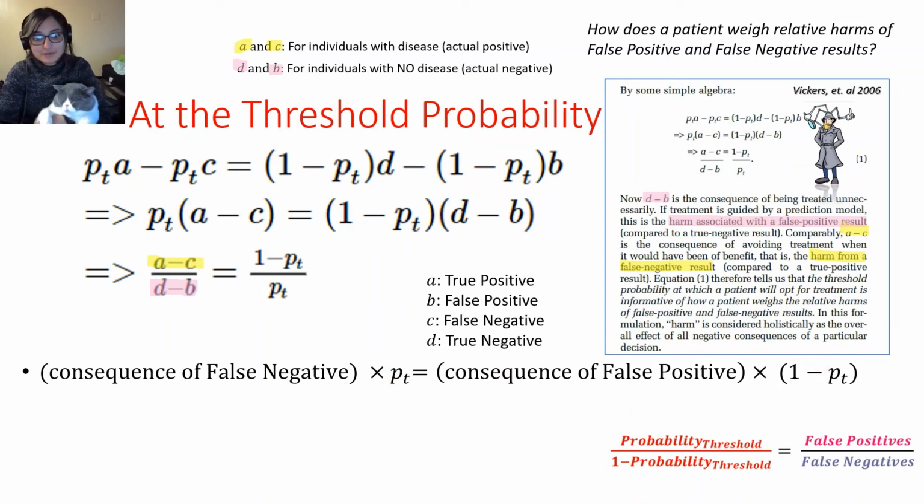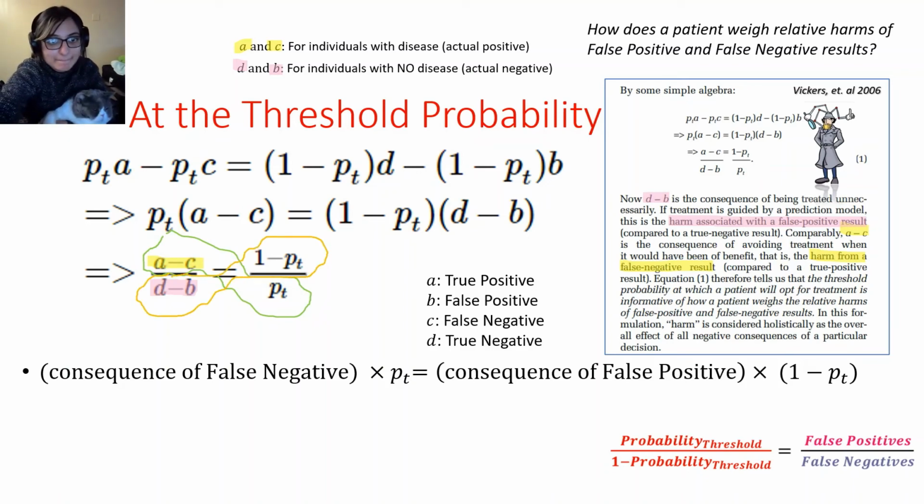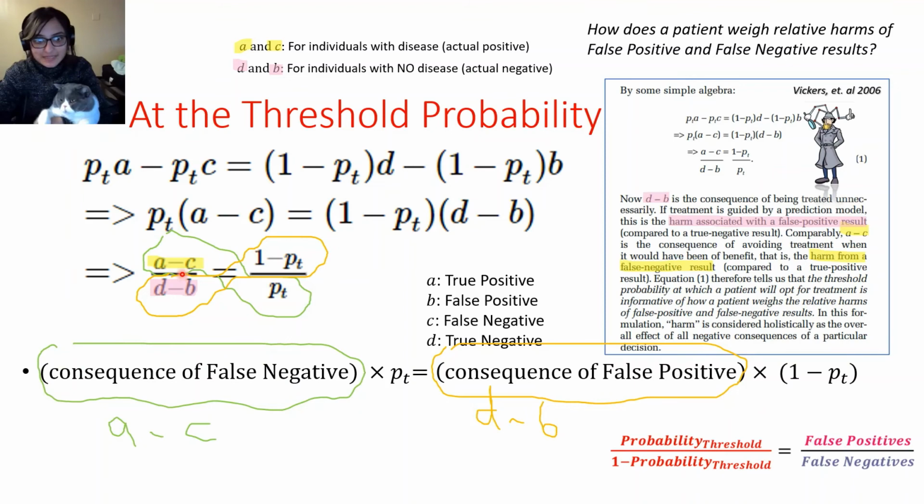It's something known as cross multiplication. We're essentially multiplying this side together, so that's PT multiplied by the consequence of a false negative, which is what this is. And then on the other side, we have this right here. It's all cross multiplication. The consequence of a false positive is D minus B, and this part here is the consequence of a false negative, A minus C, multiplied by PT, equals the consequence of false positive, D minus B, multiplied by 1 minus PT.